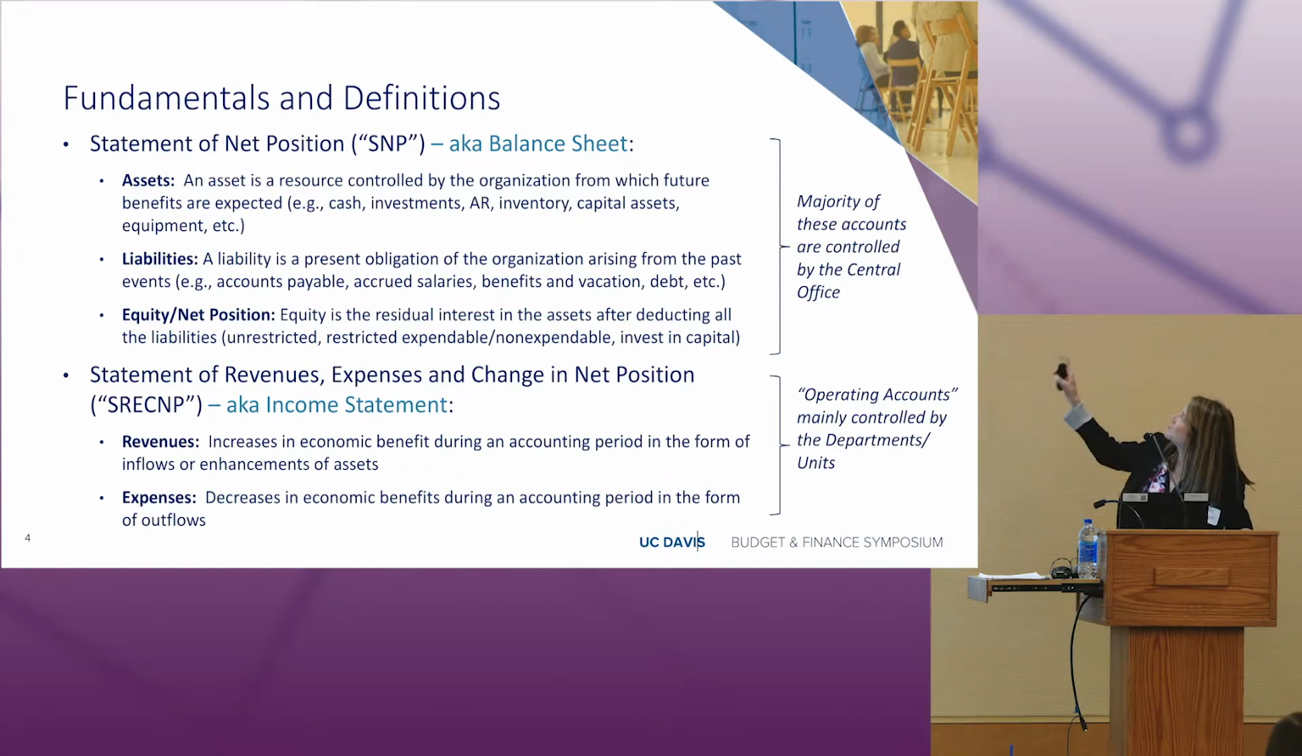All right, and just to point out that most of the statement of net position or the balance sheet accounts are controlled by the central office. So I think that's where it gets a little confusing, what the departments and units actually see. You guys see a lot of the income statement accounts or the statement of operations accounts, which are these revenue and expense items that I'll talk about in a little more detail next. But there is always another side to that entry, and most of those are on central accounts.